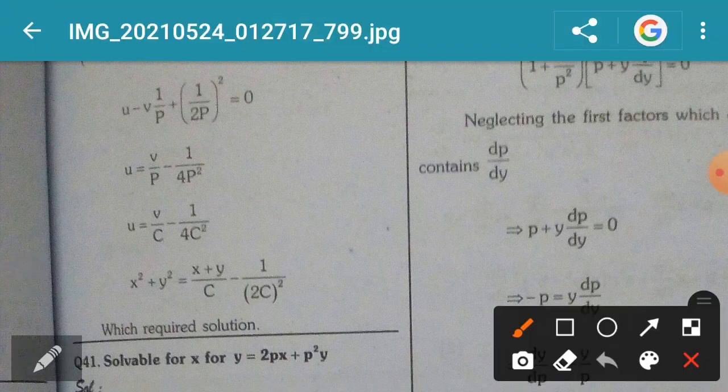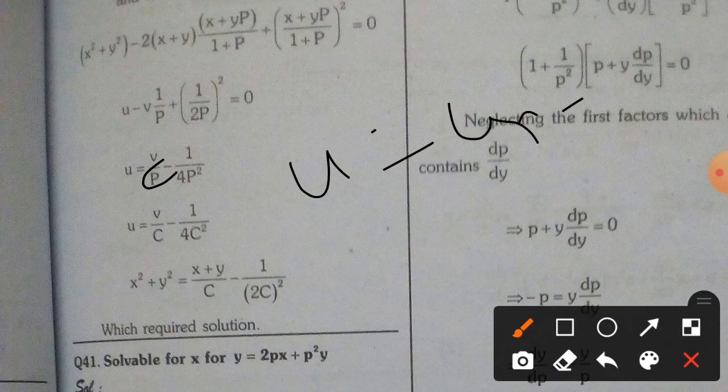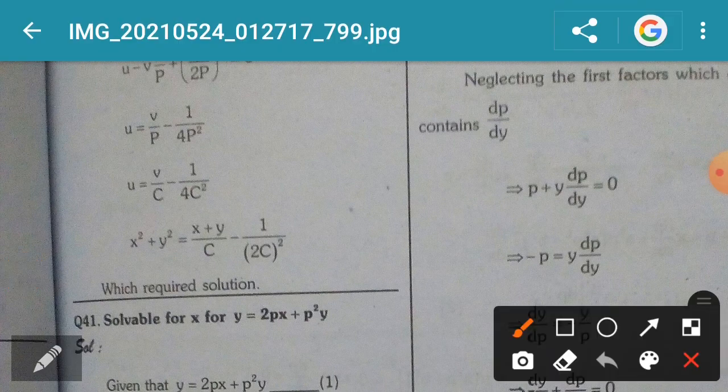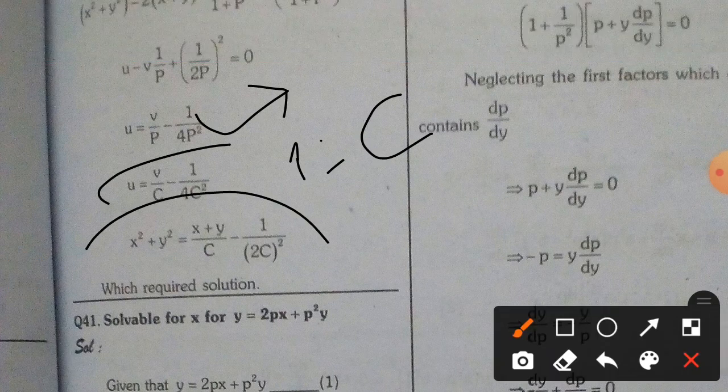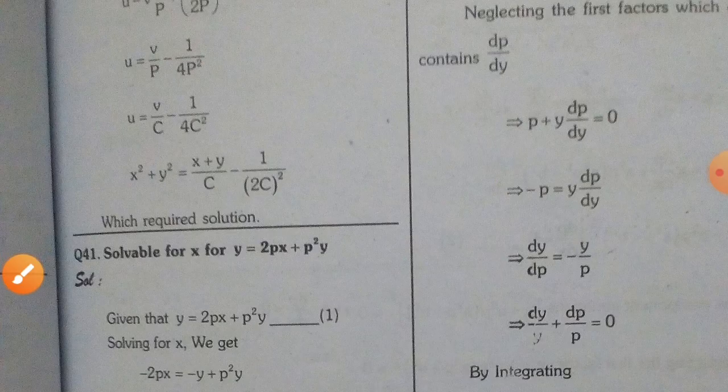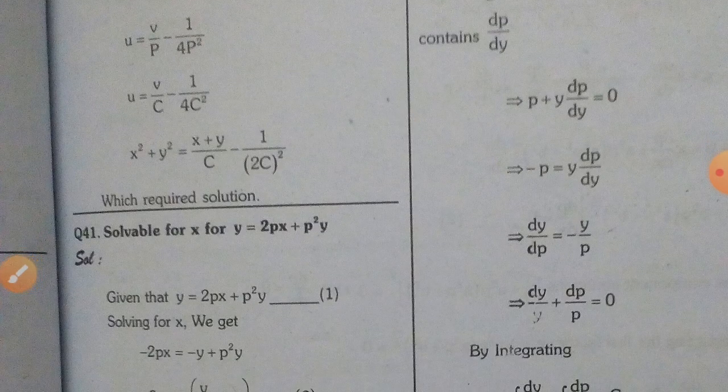solution. Here we substitute v, u equals v into p plus p square. So 1 by p is what we take in p terms, du by dv. That's why we substituted, which is in Clairaut's form. After we substitute p equals c, we get the general solution. Now we have to substitute the u value as x square plus y square, v value as x plus y. That is the required solution.